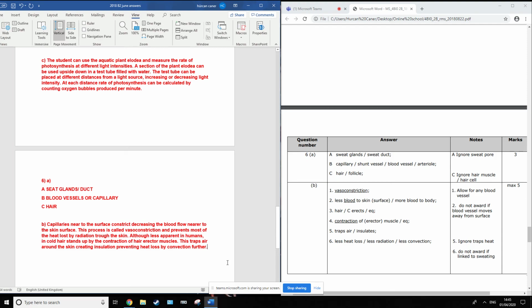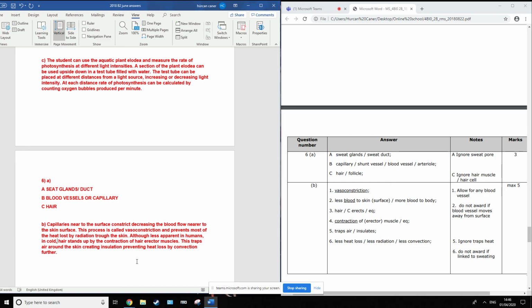Capillaries near to the surface constrict, decreasing the blood flow nearer to the skin surface. This process is called vasoconstriction and prevents most of the heat lost by radiation through the skin. Although less apparent in humans, in cold, hair stands up by the contraction of the hair erector muscles. This traps air around the skin, creating insulation, preventing heat loss by convection further. Okay, that's it. Is that clear?